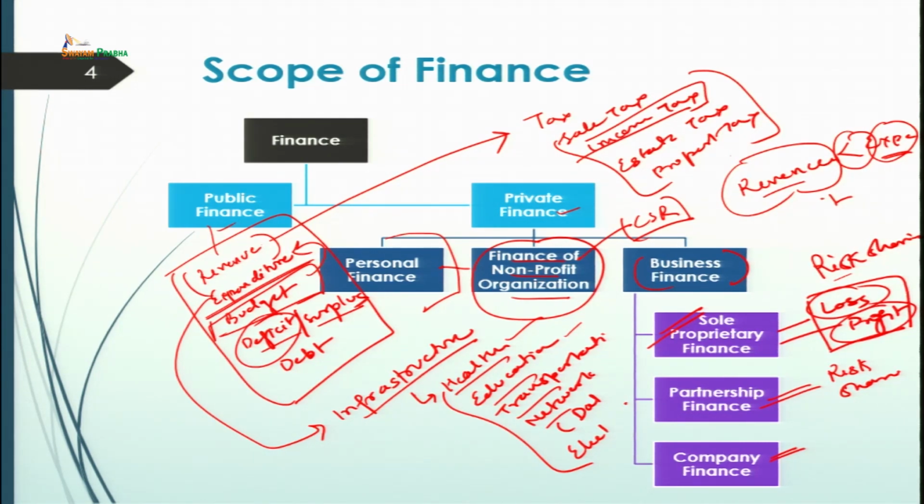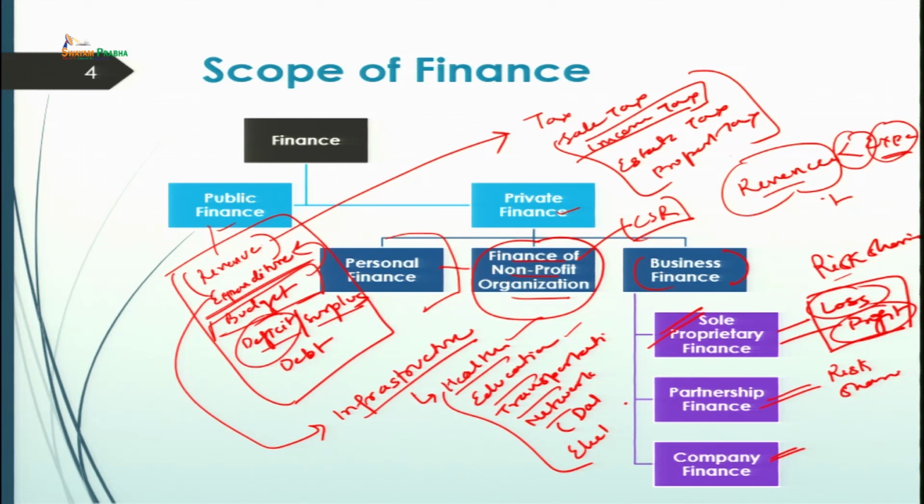So, after understanding the scope of finance, I think you must have a broad classification that there are two types of finance: one is public finance, another is private finance. Public finance is generated by the government, and the government frames different policies in order to regulate the flow of public finance for the development of the infrastructure of a country itself.